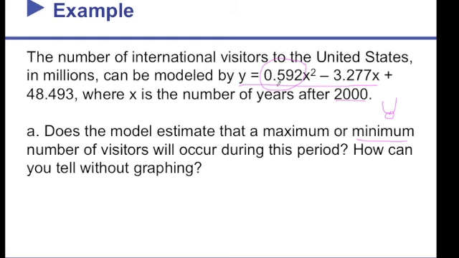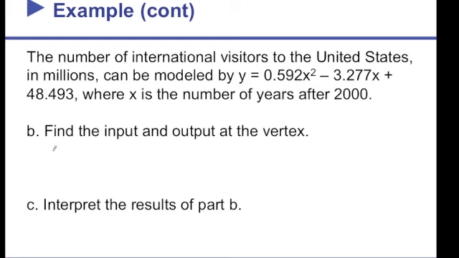We're told by looking at the a coefficient. Find the input and output of the vertex. Well, the vertex input is negative b over 2a, so we'll have negative negative 3.277, so that'll be positive 3.277 over 2 times 0.592. While grabbing my calculator, I find out that that equals 2.768 to the nearest 3 decimal places.